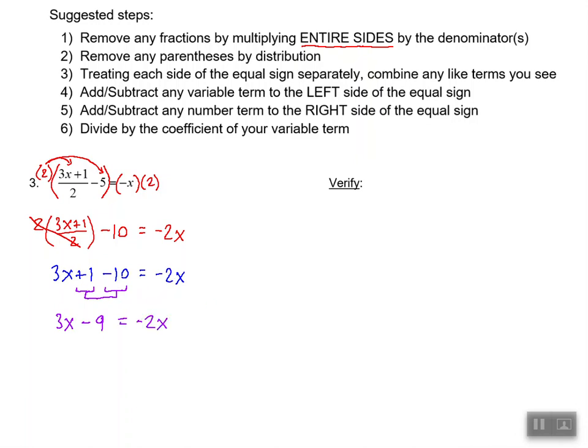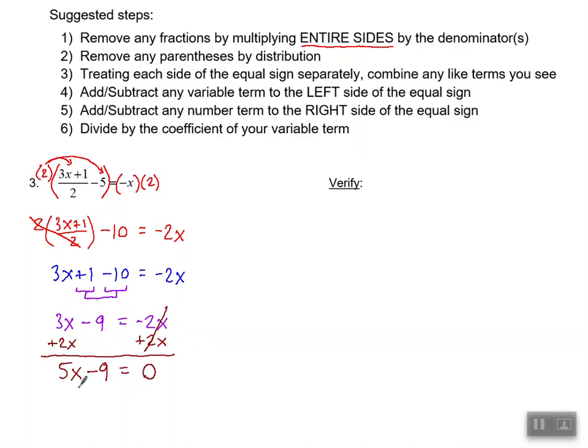Okay. Step 4, let's move any variable terms to the left side. I see a variable term right here, so let's move that to the left side. It's a negative 2x now, so I need to put positive 2x underneath it. Positive 2x on both sides, and I will cancel it away. 3x plus 2x is 5x, minus 9, equal sign. Well, there's nothing left here, so that must mean 0 is right there.